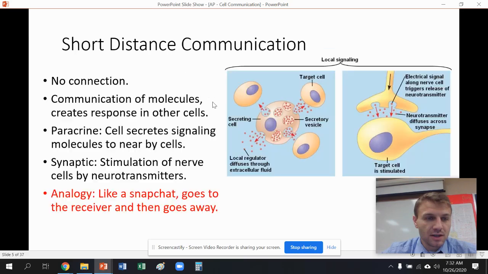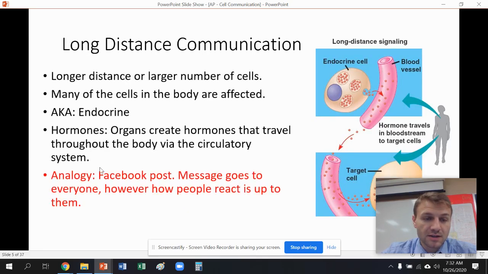I forgot to mention the analogy for short distance, which is like a Snapchat. This is going to be specific to a type of cell. It's going to respond in a specific way, and again, you're only targeting certain cells. With the long distance one, again, this is like the Facebook post. It's going to affect some cells, but not all cells.